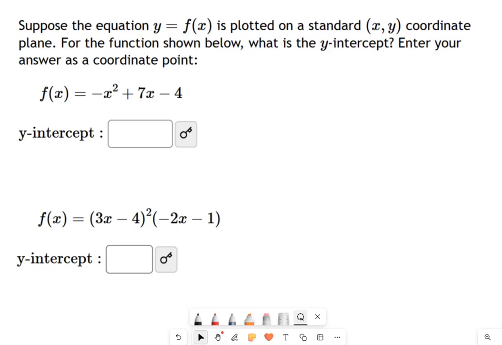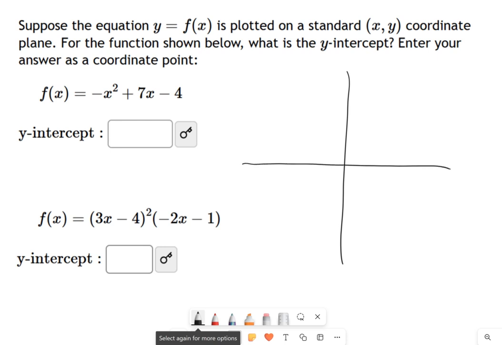In this problem, we're going to play around with y-intercepts. And one of these is easy. One of them is, well, it's not as easy, but the technique we're going to use is the same. I want to draw you an xy grid and remind you what a y-intercept is.